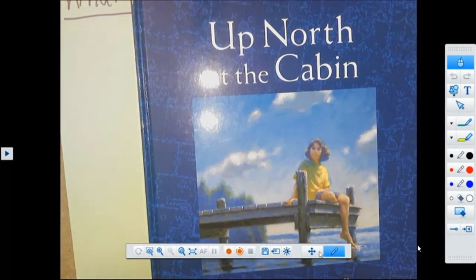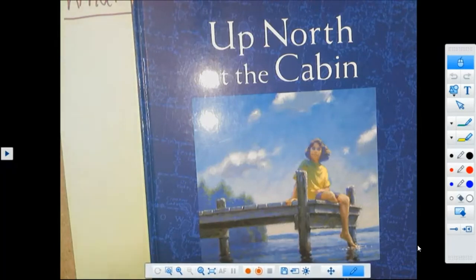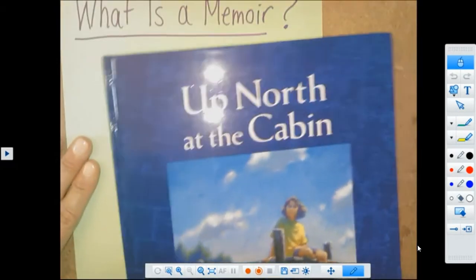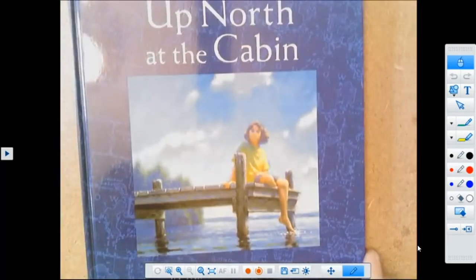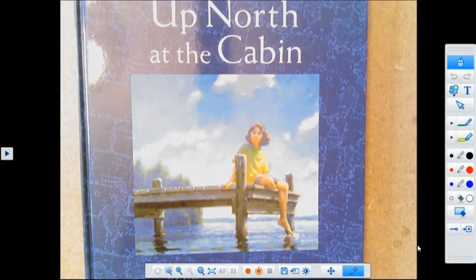So today we're going to read the story Up North in the Cabin. So while we're reading this, I want us to keep in mind what is a memoir. So the first thing we're going to do is we're going to look at the cover. So the title of the book is Up North at the Cabin by Marcia Wilson Shaw, and paintings are done by Steve Johnson. So when I look at this, I use this cover to kind of start to tell me a little bit what's going to happen. So I can see there's a young girl on the cover. Looks like she's sitting on a dock. So I start to think about the story, what it could be about.